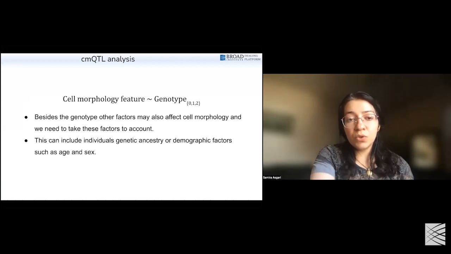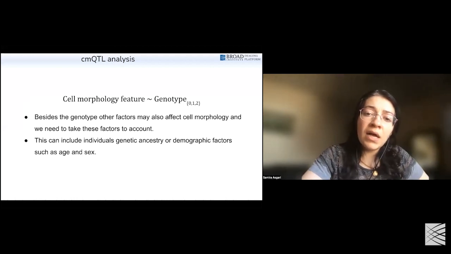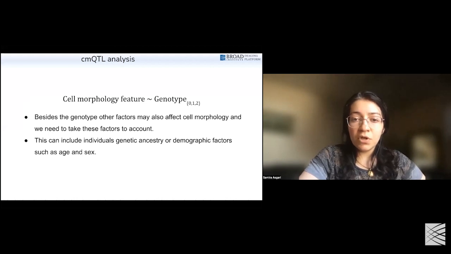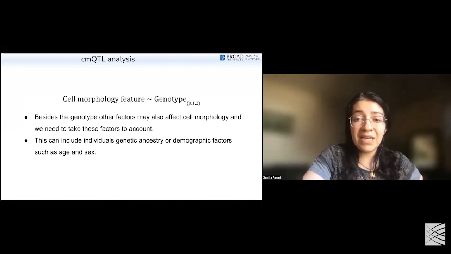And now we were ready to go to the next step, which was basically finding the association between genetic variants and cell morphology features. This is our QTL analysis, what we call CMQTL or cell morphology QTL analysis. And in the simplest model, you can imagine that we just regress a given feature on a given genotype at a specific locus. And this could work, but it's also rational to think that besides genotype, there are many other factors that may affect cell morphology. For example, differences in sex, differences in age may affect also cell morphology.